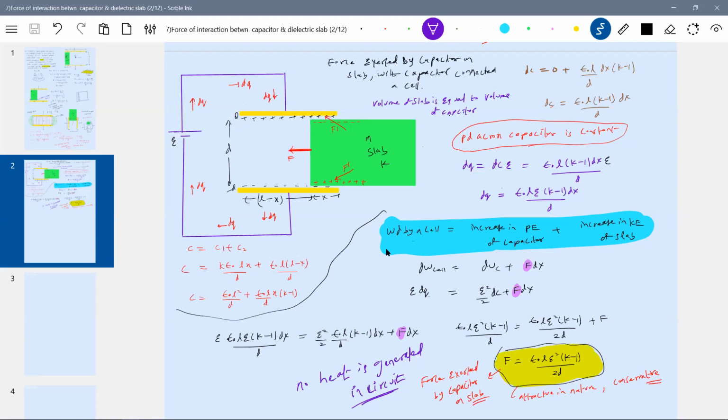Then what is the expression for current in the circuit? Can we find out? If I move this slab with a constant speed v, what is the expression for current in the circuit? From where should I bring this equation? I will take help of this.